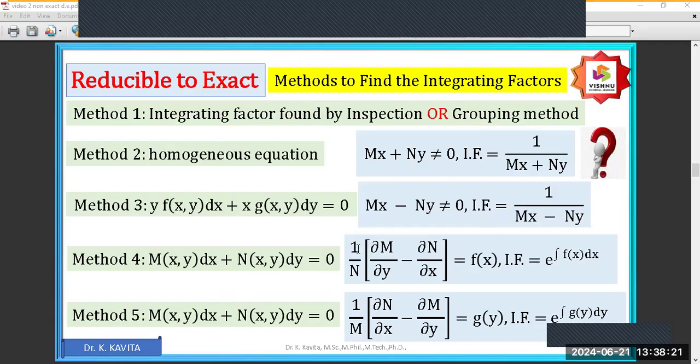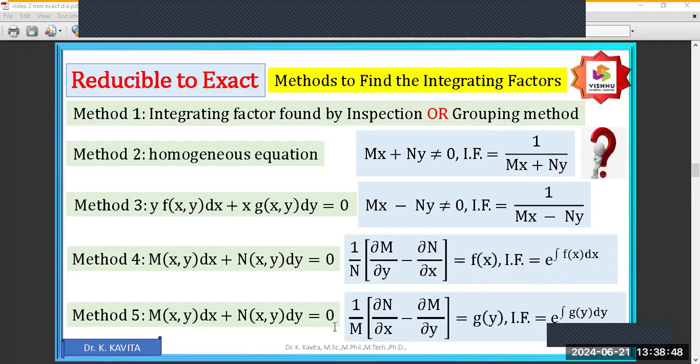Fourth method, N is small, that means the second term N is small. Then we take (1/N)(∂M/∂y - ∂N/∂x) = f(x), and here I.F. = e^(∫f(x) dx). This is a function of x alone only.